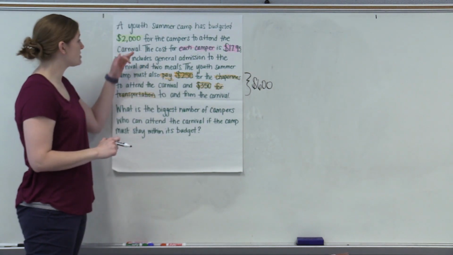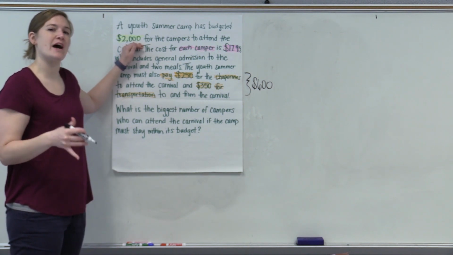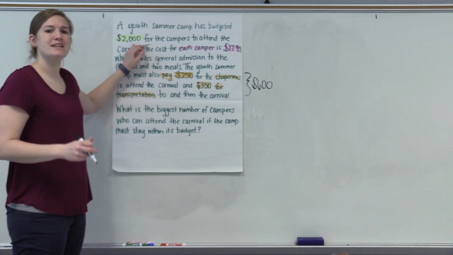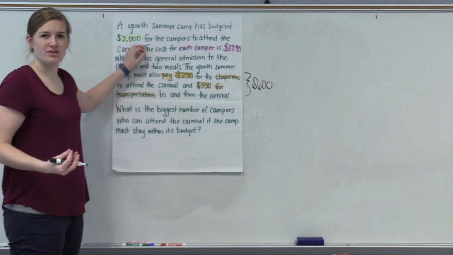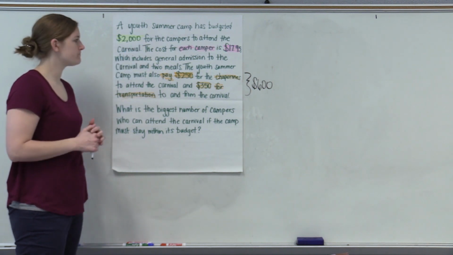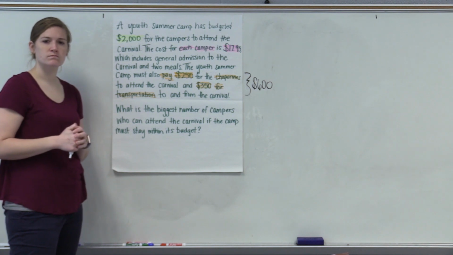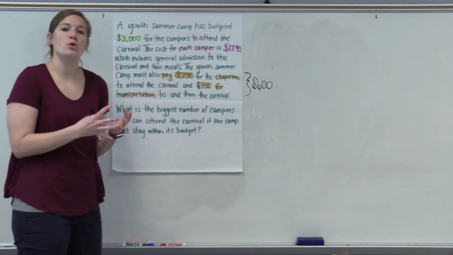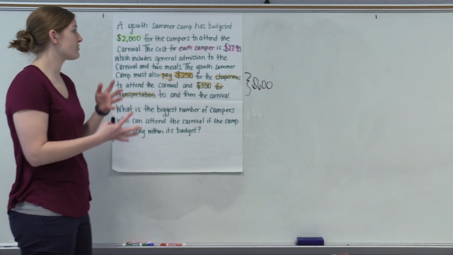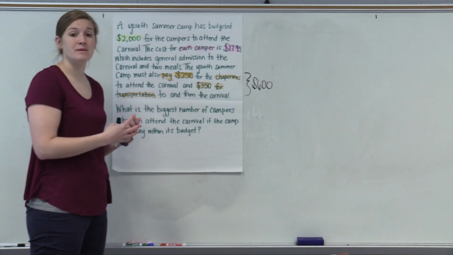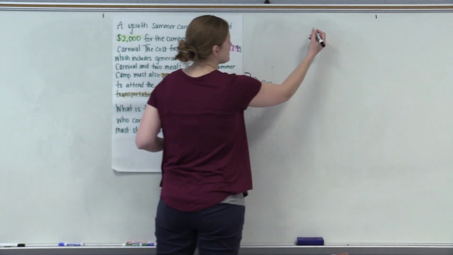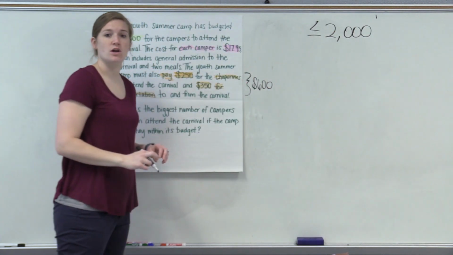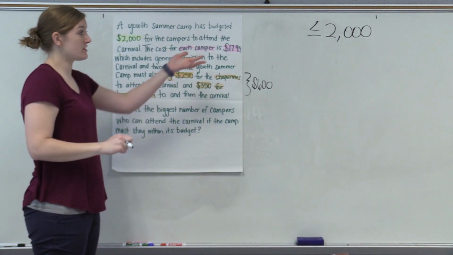So if the camp has budgeted $2,000, let's start with that number. Since we can't exceed, which can't go over the $2,000, do we need a less than or equal to or a greater than or equal to symbol here? I'll let you think about that one. I hope you said we need a less than or equal to. We can't spend more than that $2,000. So whatever inequality we come up with, that expression needs to be less than or equal to the $2,000. So let's start with less than or equal to 2,000. We can't go over that $2,000 budget. Okay? So right now, that's all that we have for our inequality.